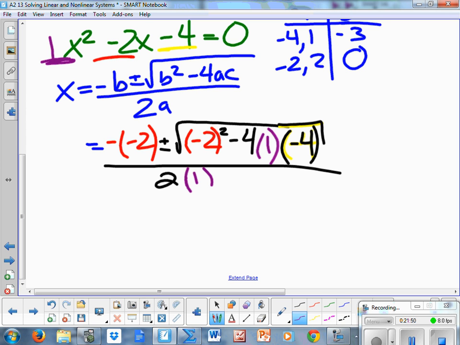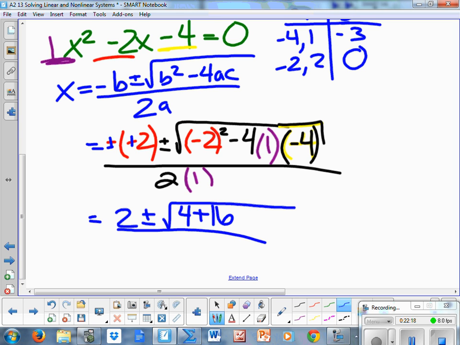Since I'm setting this all equal to the quadratic formula, I have to be really careful when I'm calculating. The opposite of a negative 2 makes this plus. So I have a positive 2 plus or minus the square root of 4 minus 4 times negative 4. I'm multiplying a negative times a negative, so I get a positive: 4 plus 16, all over 2.